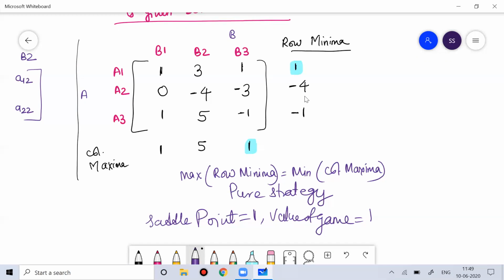Anyone have a doubt? Anyone have any doubt on this? Everyone clear, right? Can I go ahead? Everyone clear with this part? Very easy.